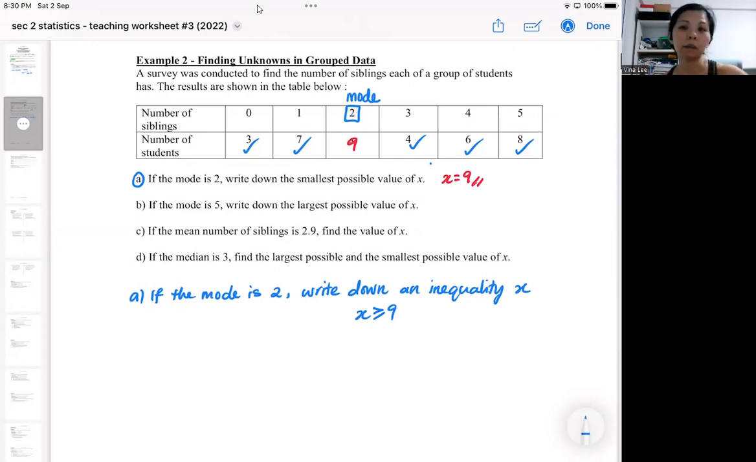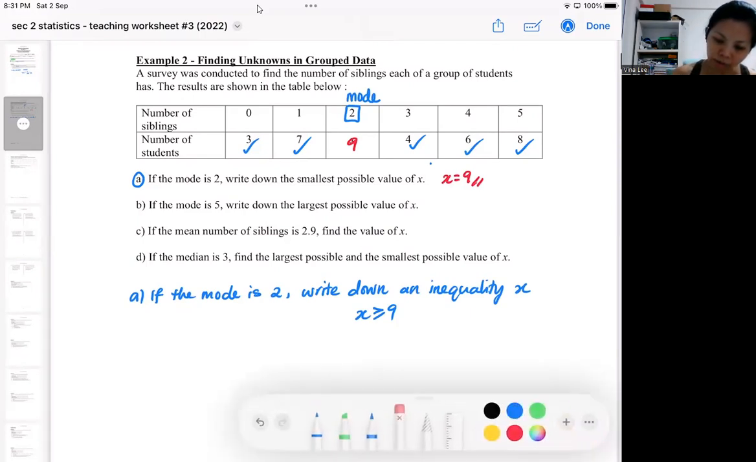So it depends on the phrasing of the question. In this case, they are asking for the smallest X, so the smallest X has to be 9. I cannot have it as a 7. I cannot have it as 5, because then that wouldn't make 2 the mode. So you have to use a bit of your sense to understand the idea.